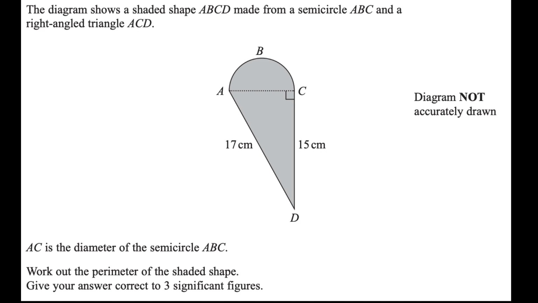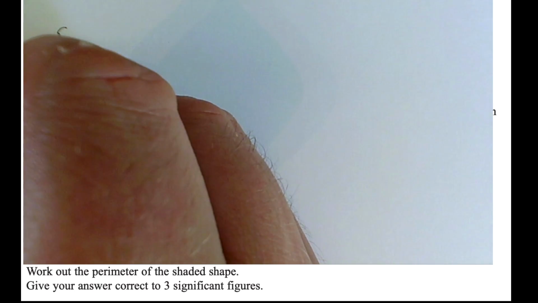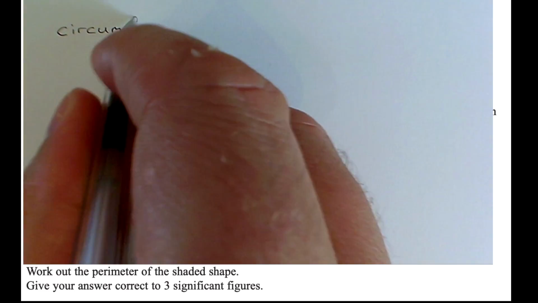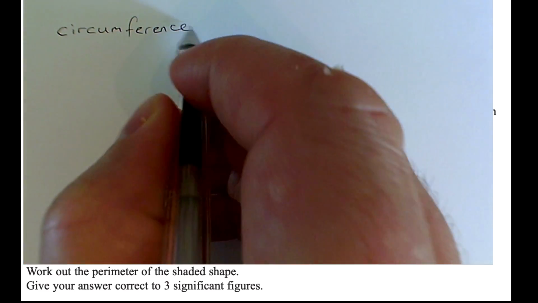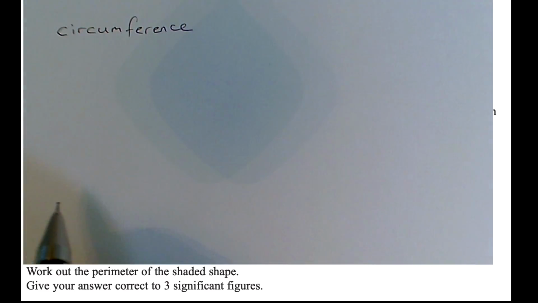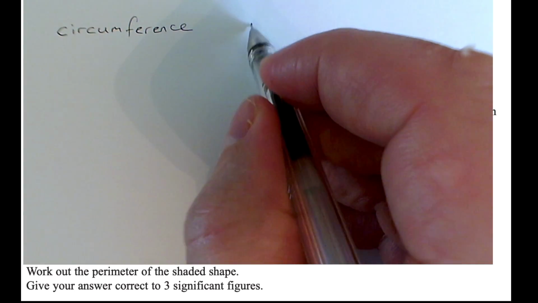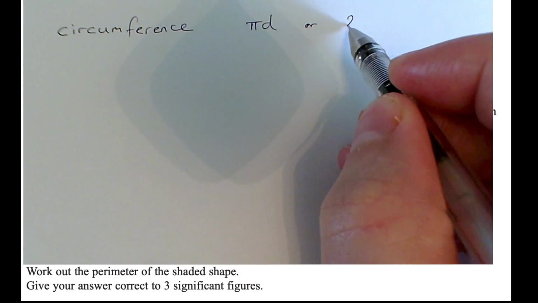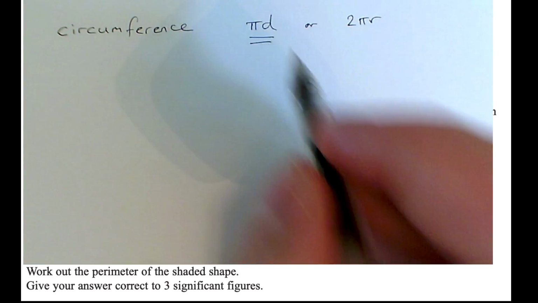Okay, I've seen the word perimeter in this question and semicircle, so that opens up all sorts of ideas to do with the circumference of circles and Pythagoras. So let's write down what we know. The circumference of a circle, the perimeter of a circle, can be called pi d, pi times the diameter, or 2 pi r. Of course, 2 times the radius is the same as diameter, isn't it?